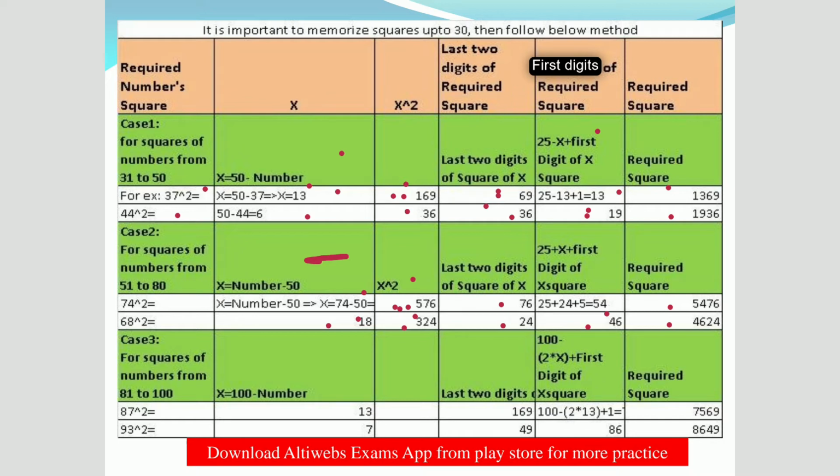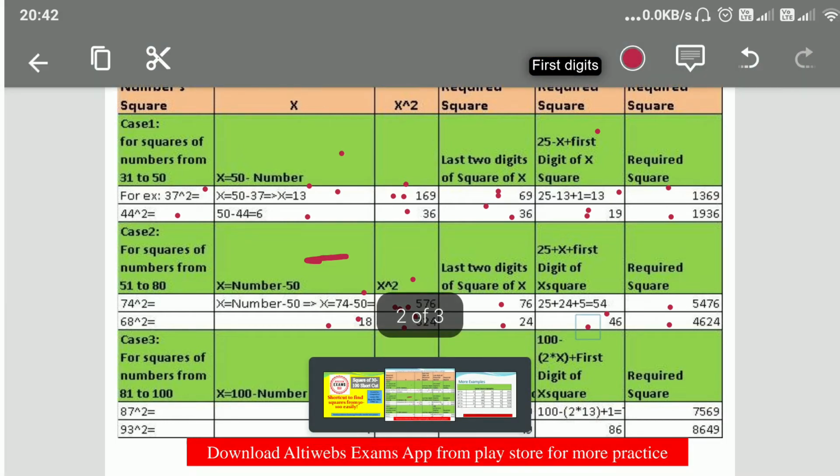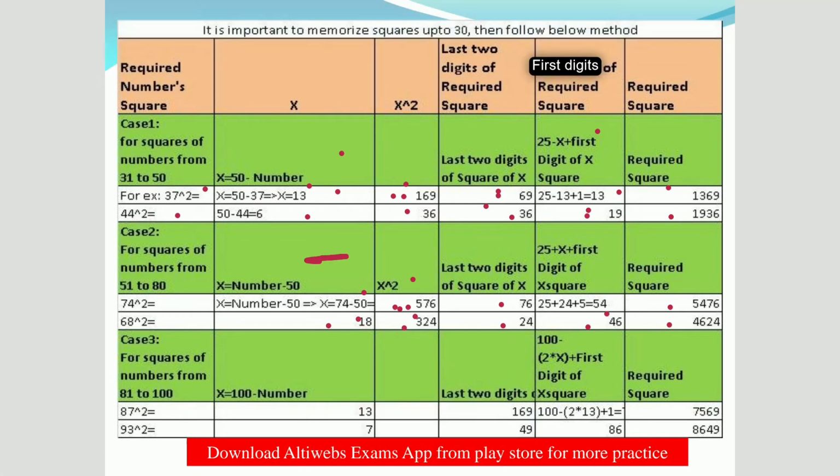And what is the square of 13? It is 169. So what will be the last two digits of the required number? 69. There's a small error in the picture. So only the last two digits of the required square will be 69. Now, what will be the first digits of the required number?